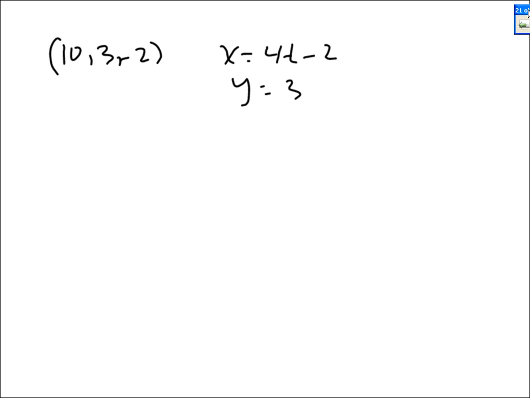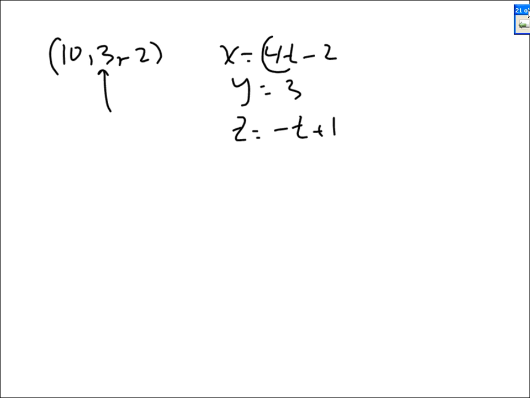Now, what if the point was on the line? If the point is on the line, then the distance between the point and the line would be 0. X is 4t minus 2, y is 3, z is negative t plus 1. The instant I see y equals 3, I'm like, maybe it's on the line.